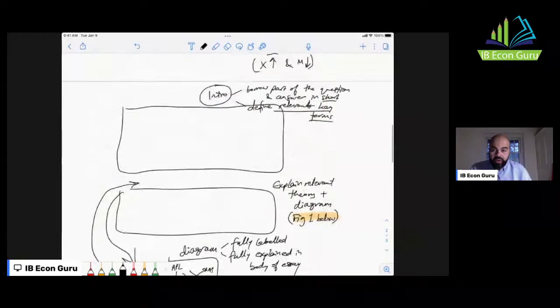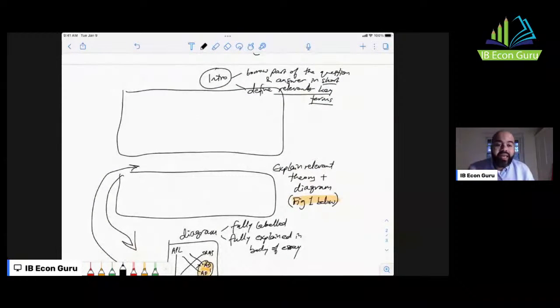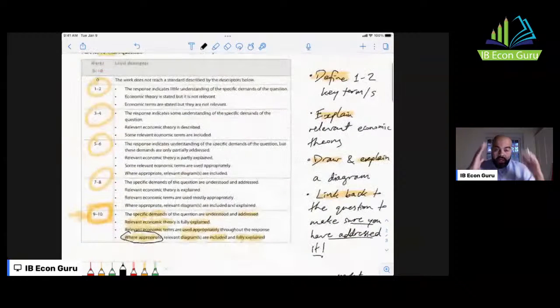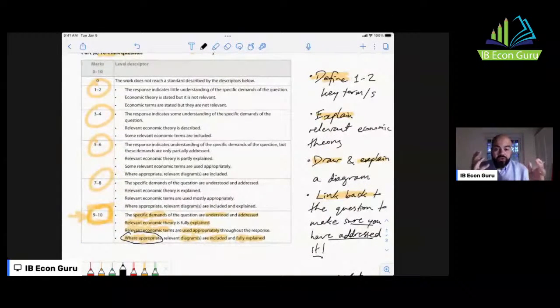and then you have your conclusion paragraph where you link back to the question. Okay, so a paper 1 part A essay should be written in about, we said 30 minutes, 25 to 30 minutes. It's worth 10 marks. Make sure you defined 1 to 2 key terms, explained relevant economic theory, drawn and fully explained a relevant diagram, and linked back to the question to make sure that you have addressed it.